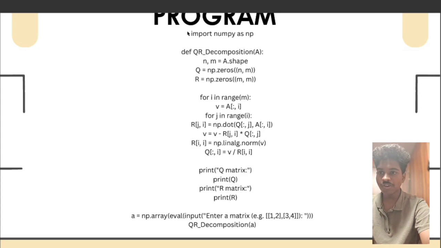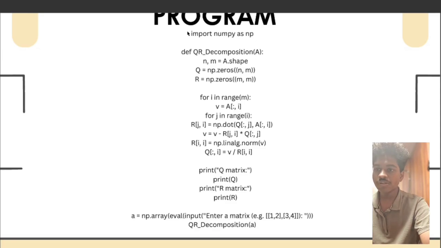The program defines a function QR decomposition that initializes the empty matrices Q and R with the appropriate dimensions. It then processes each column of the input matrix. For each column, it calculates its projection onto the previously computed orthogonal vectors stored in Q, subtracts those projections to ensure orthogonality, and then normalizes the result to form a new orthogonal vector. These vectors are stored in Q while the projection coefficients are stored in R.